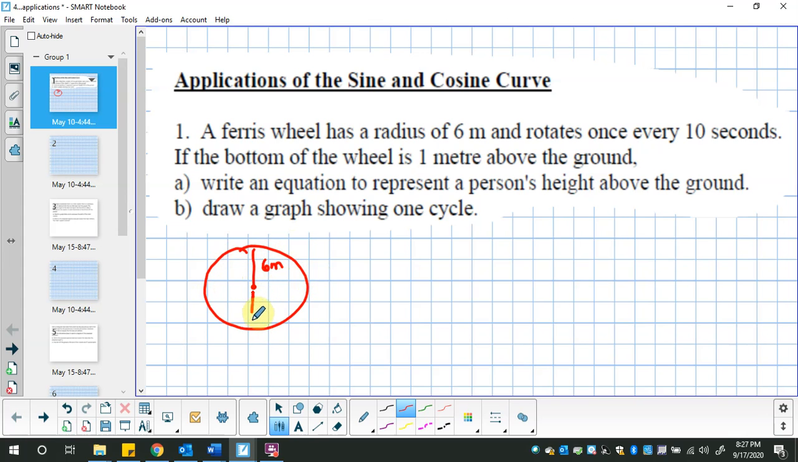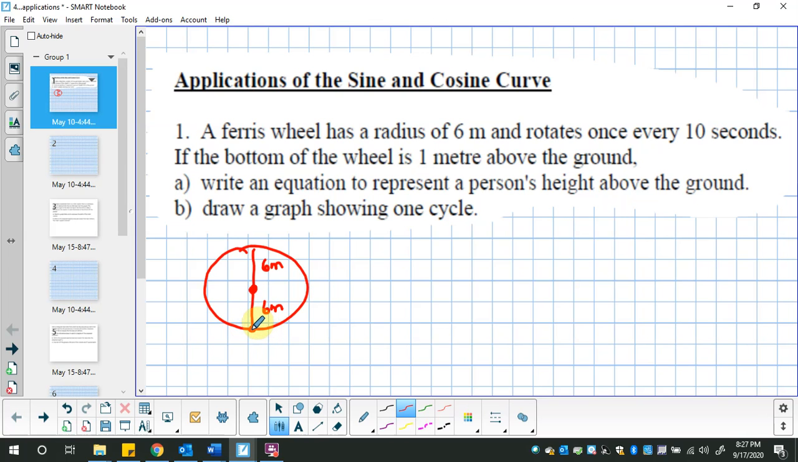I'm actually going to put another one down, and that's another 6 meters. In any direction, it's 6 meters. Now what I'm going to do is leave it like this. I actually prefer this diagonal, which is 2 radii, to any of the other ones I could possibly do. Then it says if the bottom of the wheel, so here's the bottom of the wheel, is 1 meter above the ground.